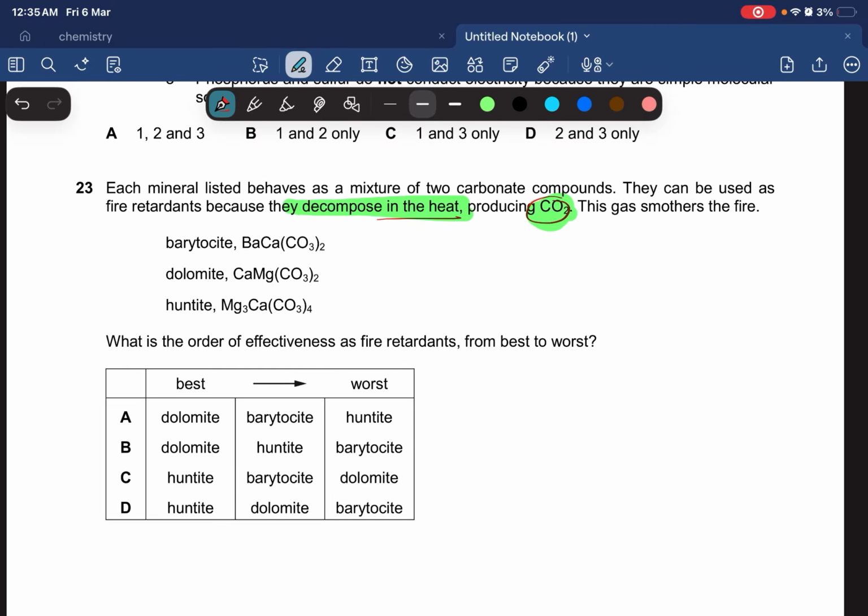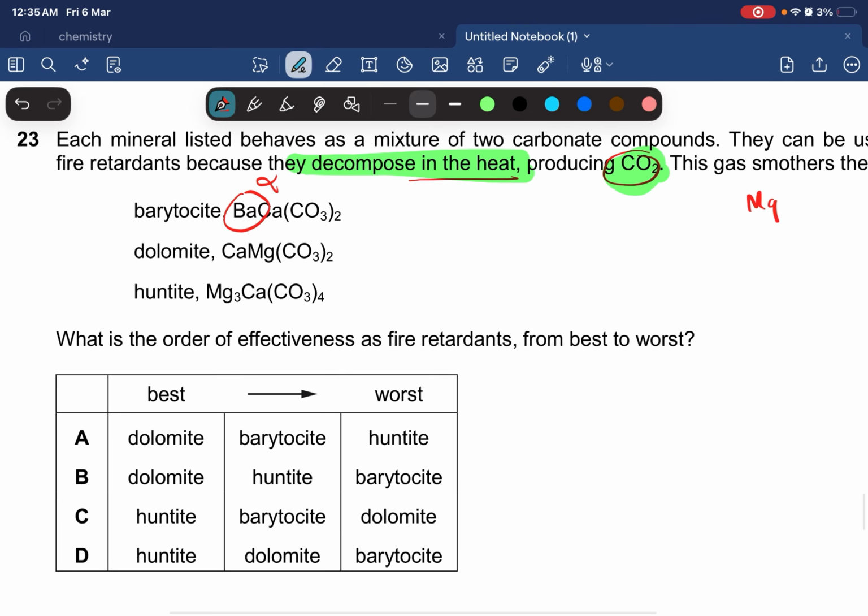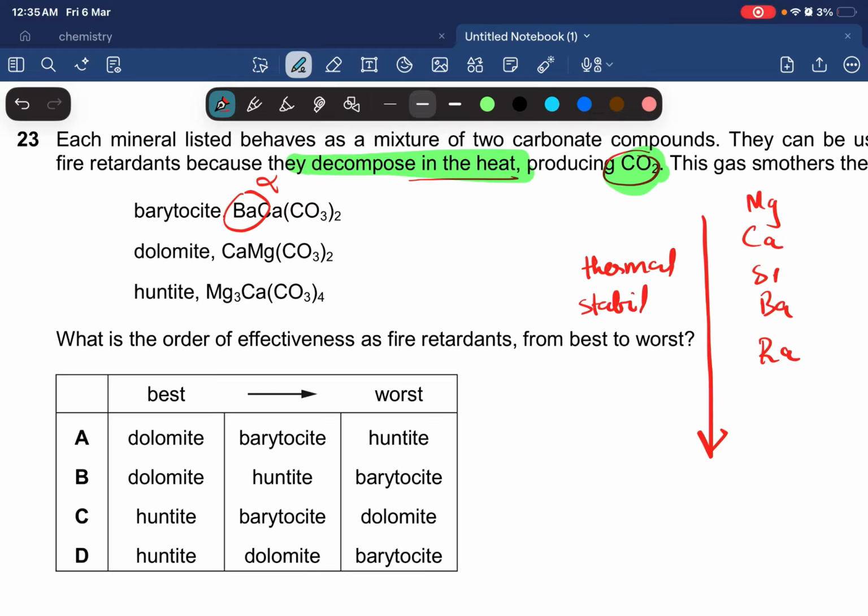The more you decompose, the better a fire retardant you're going to be. So barium is the worst decomposer, right? Because you know that magnesium, calcium, strontium, barium, radium, that's group 2. And in group 2, as you go down the group, what happens? Your thermal stability decreases. Your thermal stability is going to decrease.